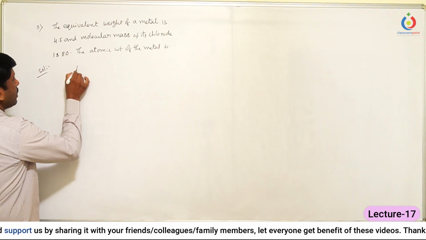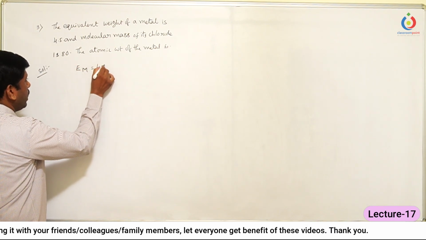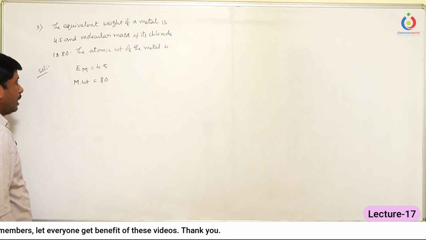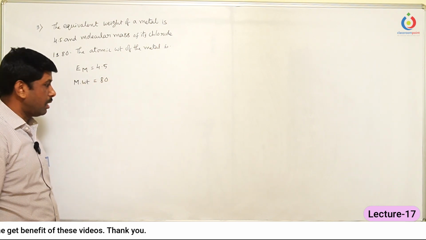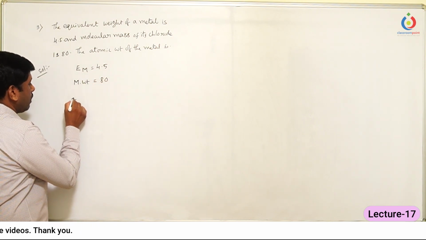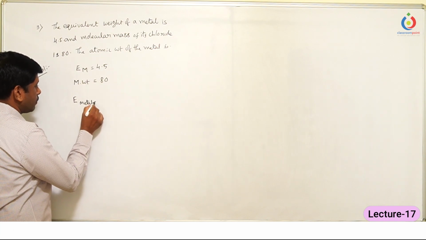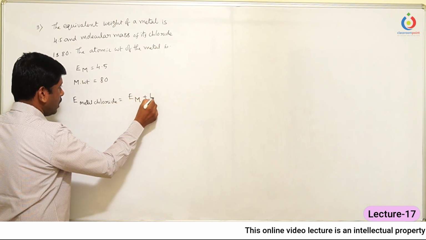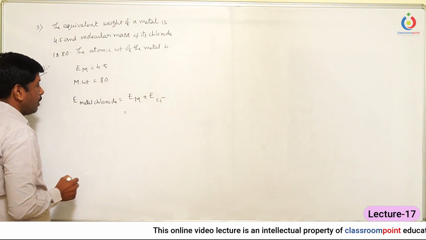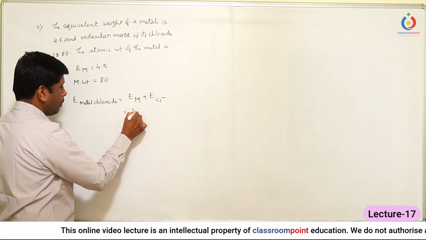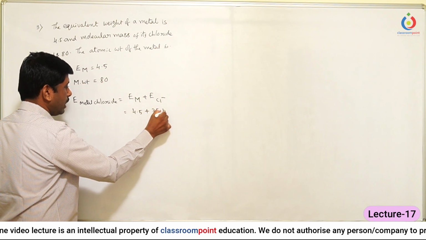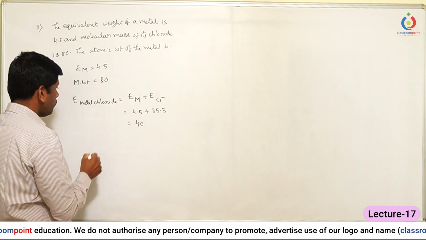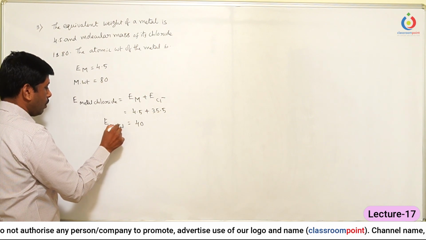So first of all, the given information is that the equivalent weight of the metal is 4.5. Molecular weight is given as 80. They are asking us to calculate the atomic weight of the metal. So first of all, the equivalent mass of the metal chloride is equal to the equivalent mass of the metal plus the equivalent mass of Cl minus. Equivalent mass of the metal is already given, 4.5. Equivalent mass of Cl minus is 35.5. So the total equivalent mass of the metal chloride is equal to 40.